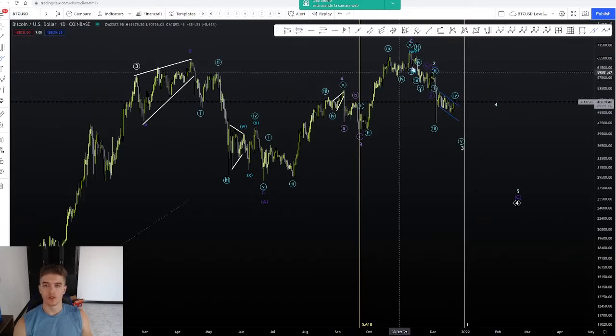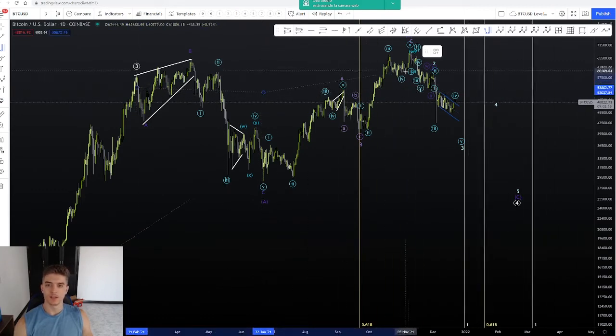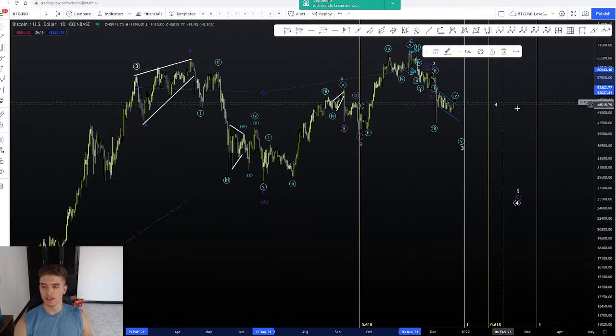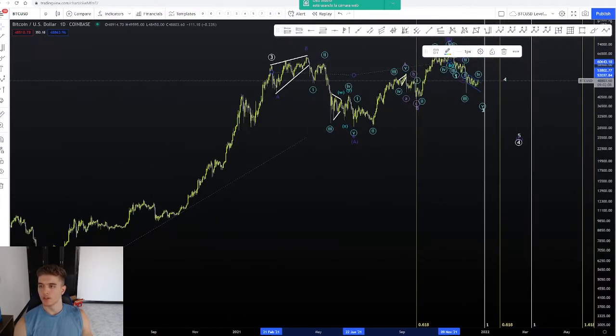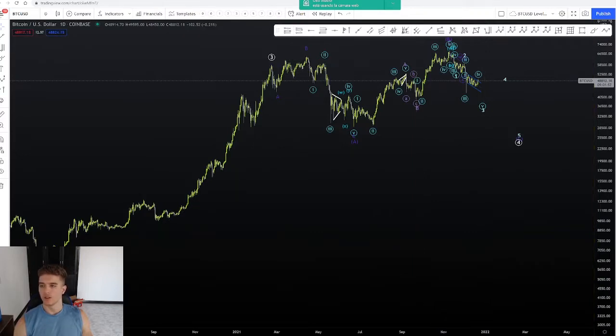What you could also do is compare the length of this wave A to this wave C. In this case, it would be put in a lot later in the year, well, really next year in March or so. So those are two strategies that I'm using to predict when I think the bottom is going to be put in, in terms of time. With that out of the way, let's go into this wave count.